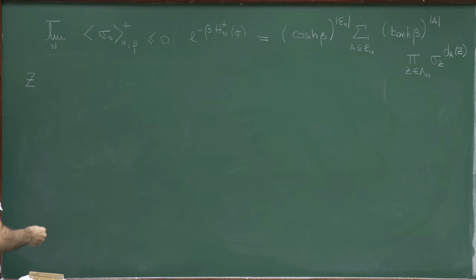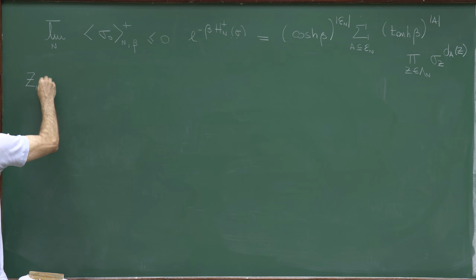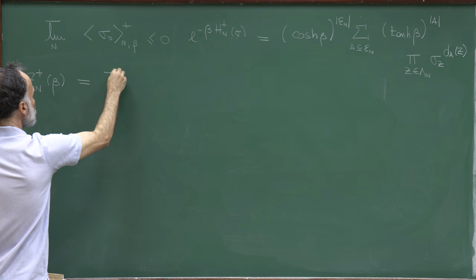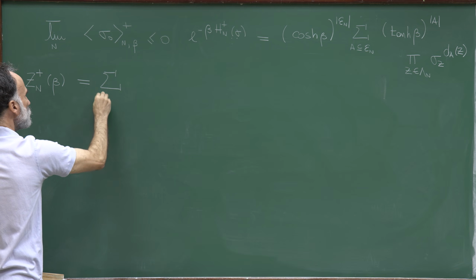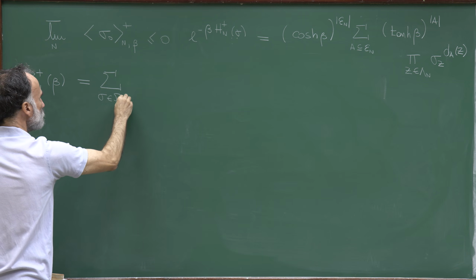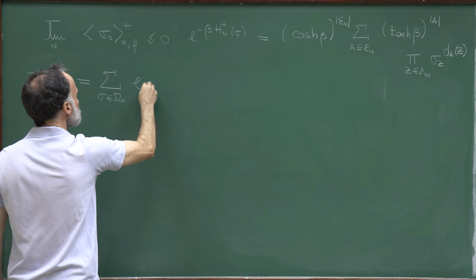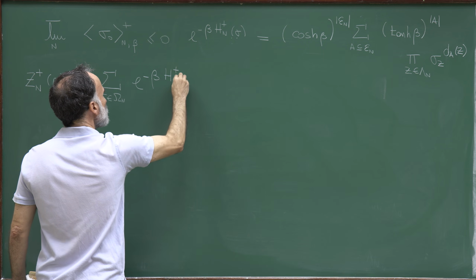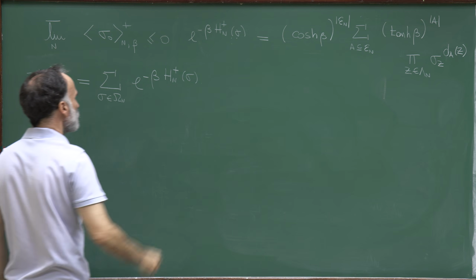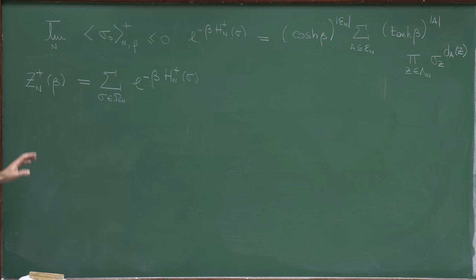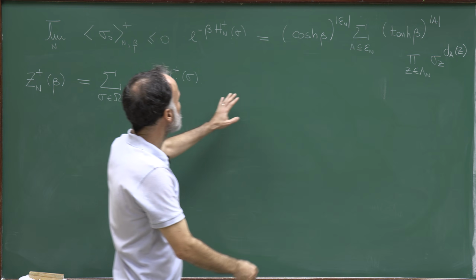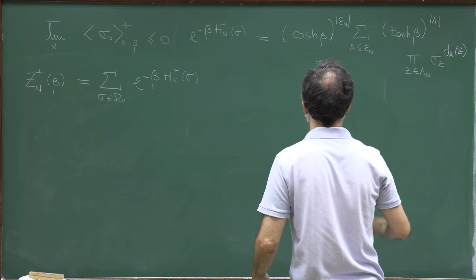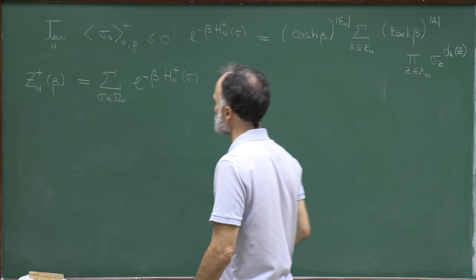So remember the partition function, Z_n^+(β), is just the sum over all configurations σ in Ω_n of the weights exp(−β H_n^+(σ)). So this is the partition function. Now I replace this expression by what appears here, and I will just invert the order of summations.